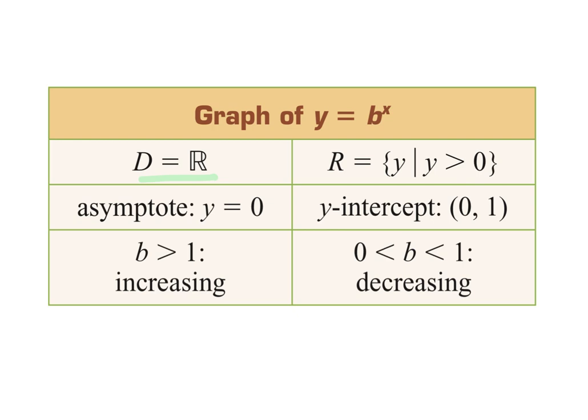Any number can represent the base that is greater than 1, and it is going to be increasing. Remember, your range then is always positive. We're not going to have a negative range here. And if it is a number between 0 and 1, that graph is going to be getting smaller.